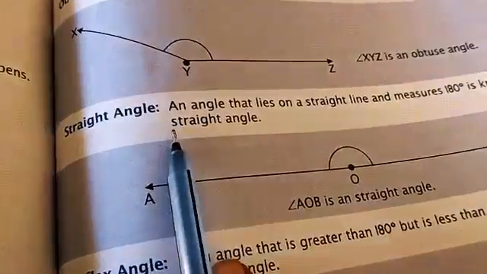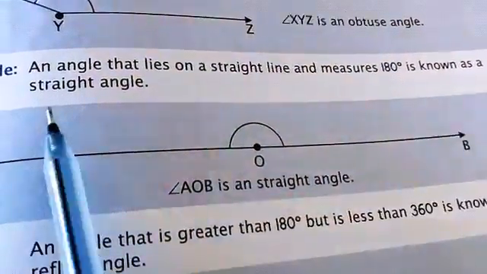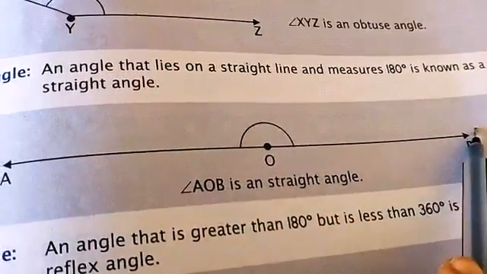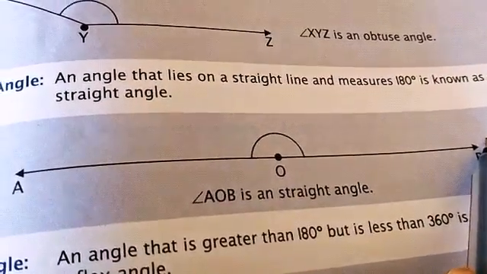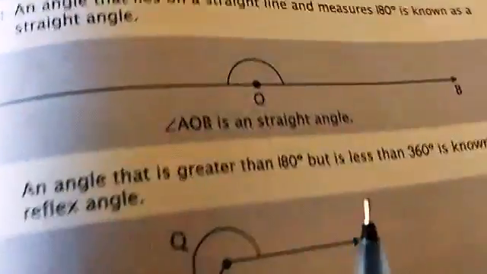Now we talk about a straight angle. An angle that lies on a straight line and whose measure is 180 is known as straight angle. This is your straight angle, whose measure is 180, so we can call it a straight angle.